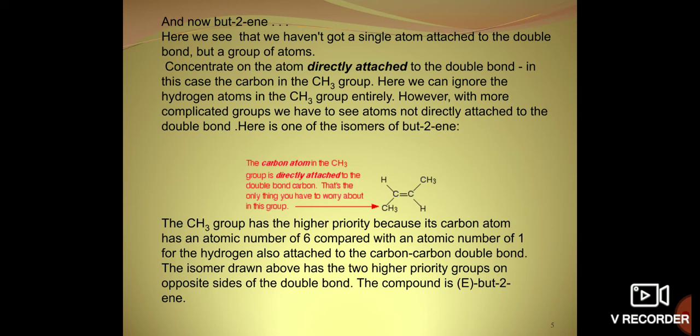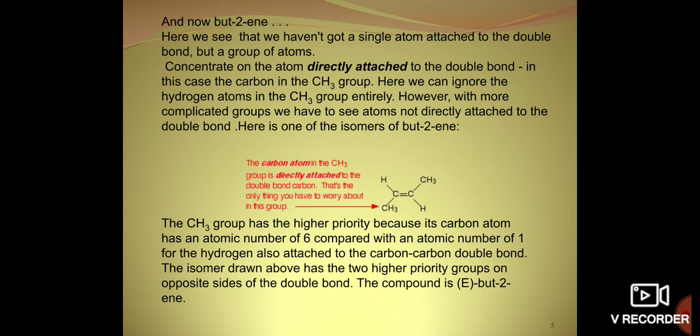Here is one of the isomers of but-2-ene. So, carbon atom जो CH3 का group है वो directly attached to the double bond है and that's the only thing you have to take into mind. The CH3 group has the higher priority because its carbon atom has an atomic number of 6 compared with an atomic number of 1 for hydrogen, also attached to the carbon-carbon double bond. So the isomer drawn here has two priority groups on opposite sides of the double bond. So the compound is therefore E-but-2-ene.